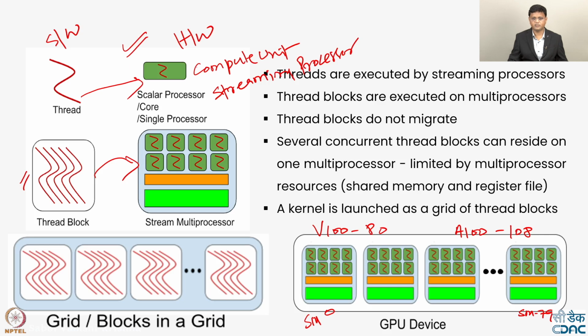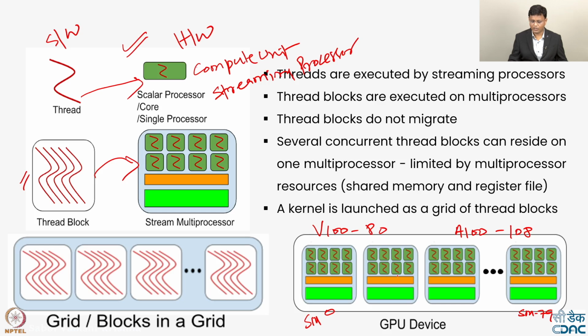There are a few points which we have to remember. Threads are executed by the streaming processors, as discussed. Thread blocks are executed by the streaming multiprocessors. A thread block cannot migrate. Once a thread block is assigned to one SM, it cannot migrate to another SM. Several concurrent threads can reside on a single multiprocessor.